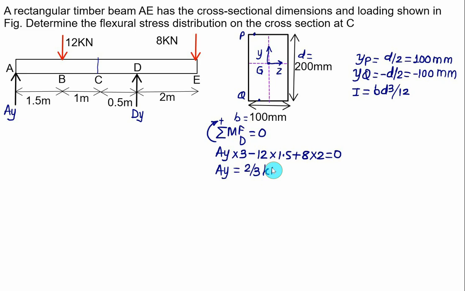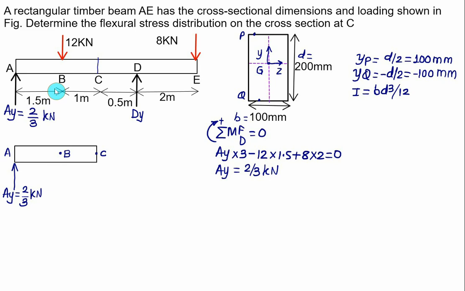That is the only required value because we can cut at C and develop the FBD of the beam ABC, and then we'll find out the moment at point C. So right now we have AY equal to 2 by 3 kilonewton. So let's consider here the ABC beam. We have to show the vertical reaction at point A, that is the value of AY, which is 2 by 3 kilonewton.